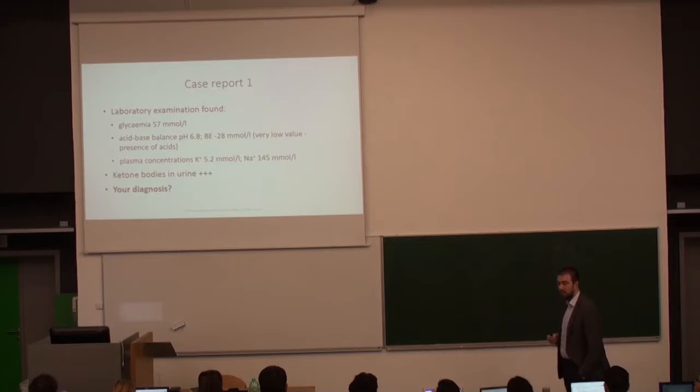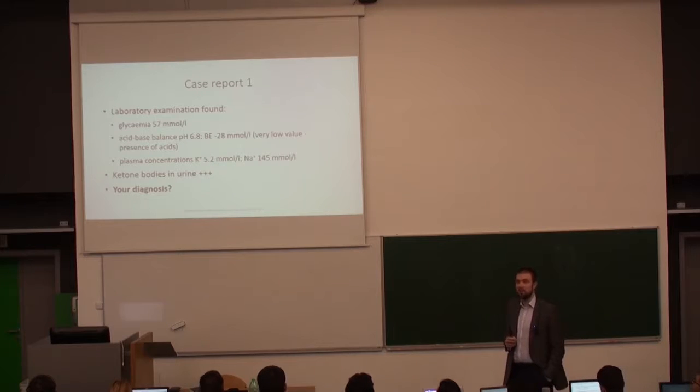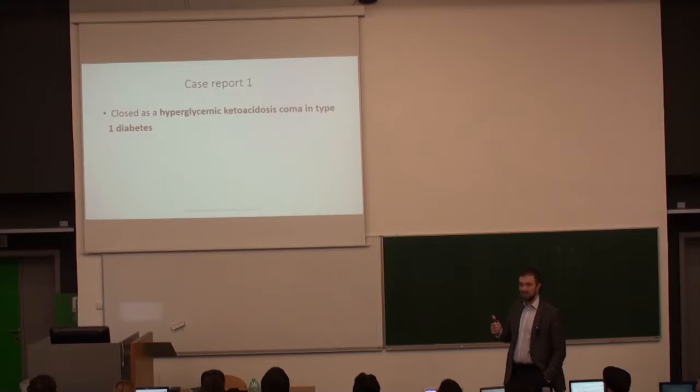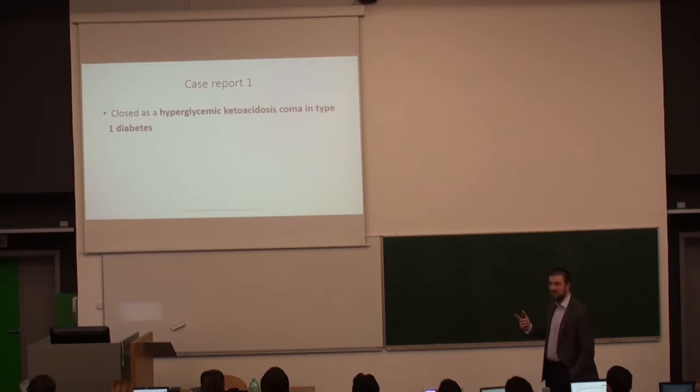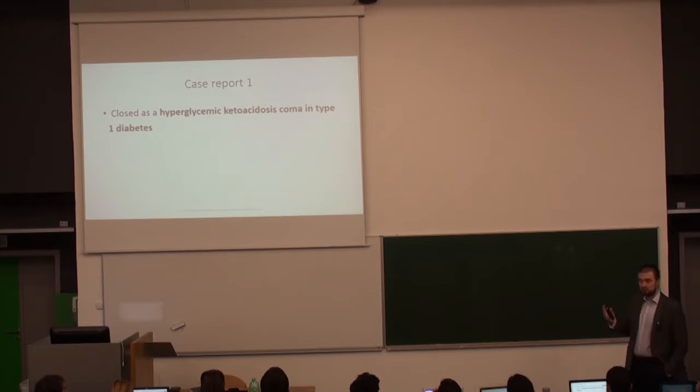So what would be your working diagnosis for this? And please do not press the other thing. Ketoacidosis. Yes, ketoacidosis. Diabetes and hypoglycemia. Yes. So it's a patient with hyperglycemic ketoacidosis, in coma due to type 1 diabetes.